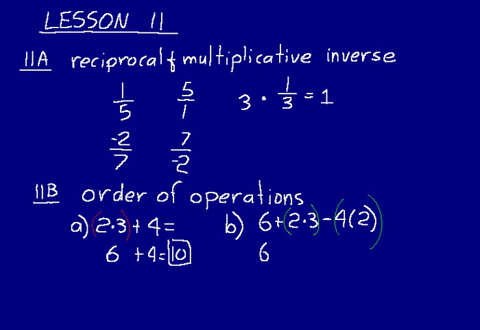6, we'll rewrite the problem below. 6 plus 2 times 3 is 6, minus 4 times 2 is 8. Okay, and then we can add in pairs here. 6 plus 6 is 12. And then we could just say plus a negative 8, since we're thinking algebraic addition here. 12 plus a negative 8 is 4.